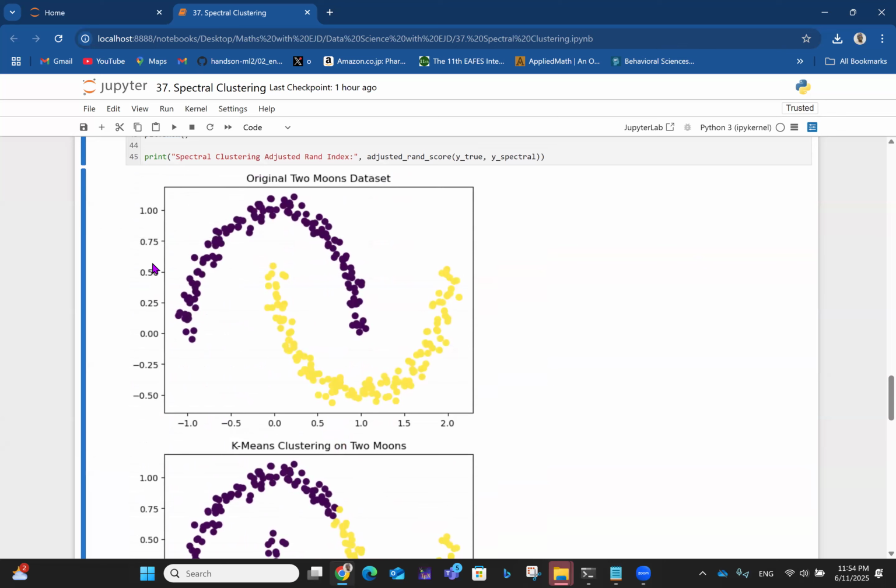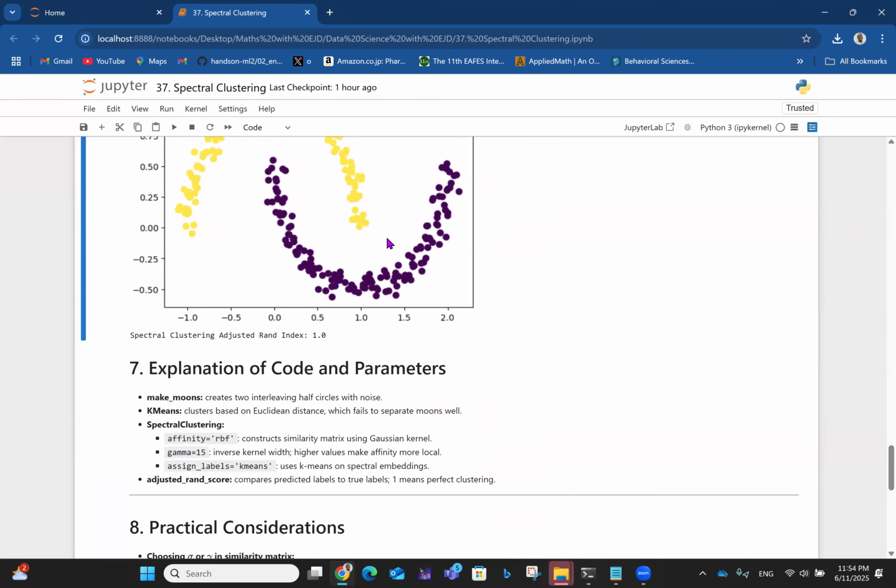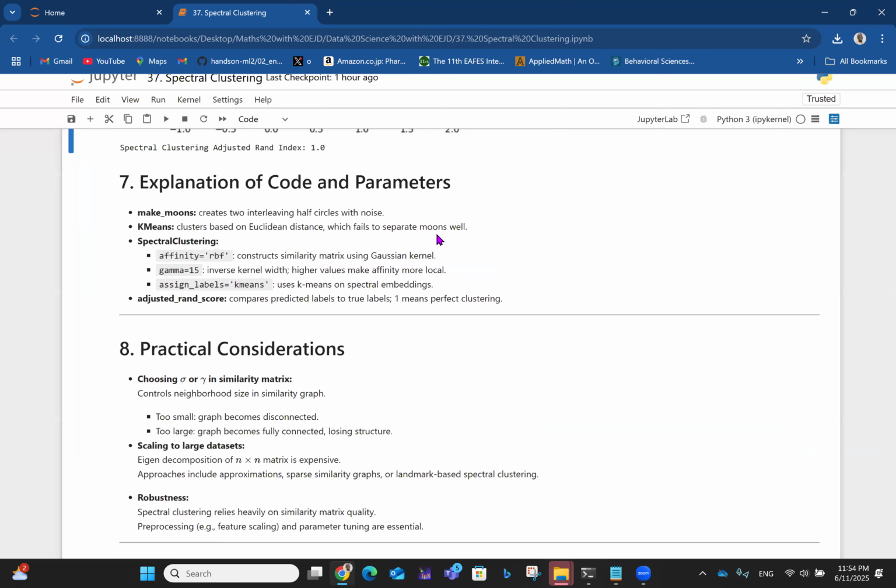Except that the color is inverted, but at least you have the data points clearly separated exactly the way they are here. So despite the fact that the color is even changed, it's still good to go. So this is perfect for spectral clustering, but k-means fails in this situation when you deal with a two moons data set.